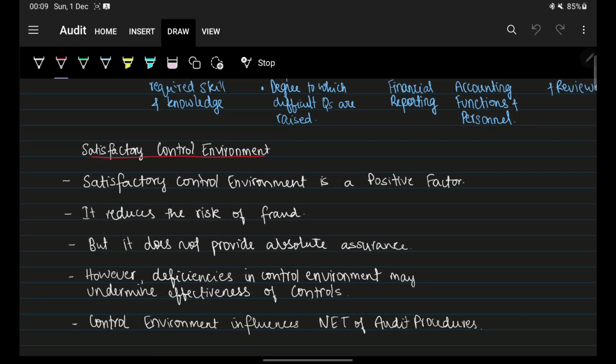Now, if there is a satisfactory control environment, it is a good thing. It is a positive factor. It reduces the risk of fraud, but it does not provide absolute assurance. And if the control environment is not good, then it undermines the effectiveness of controls, and lastly, it influences the nature of audit procedures. Meaning, if the control environment is good, then we will do less audit procedures. If the control environment is bad, then we'll do more audit procedures.